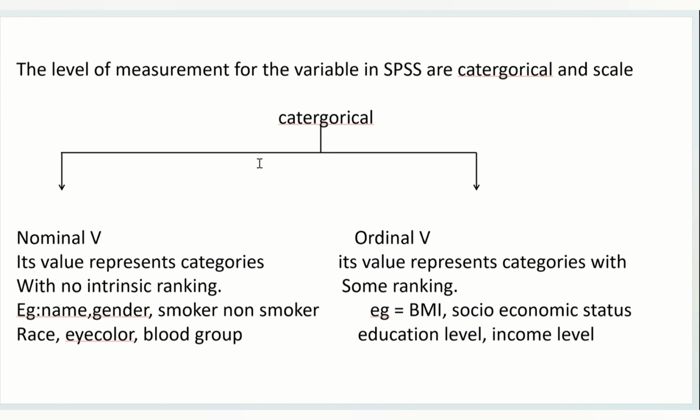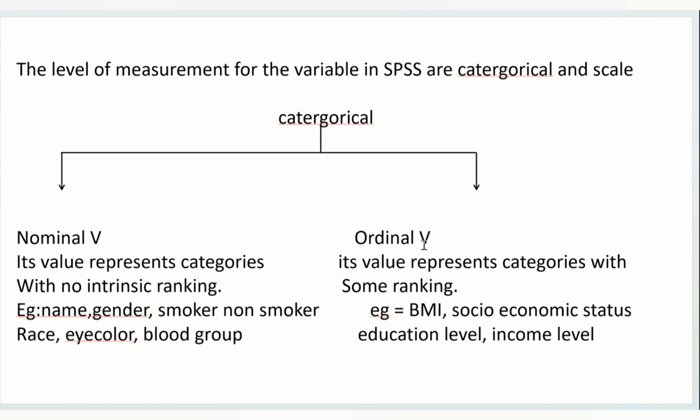Suppose there is name. Whenever you are going for a research, you are asking the name of that person. That kind of variable is placed in the category called categorical, and inside of it nominal, because it's just a representation of the categories. There is no intrinsic ranking. Your name is Ram and her name is Sita, that doesn't mean that Ram is superior to Sita. There's no measurement, it's just a category. So name, gender, smoker, non-smoker, race, eye color, blood group, which we cannot measure, are just categories. We keep them in nominal.